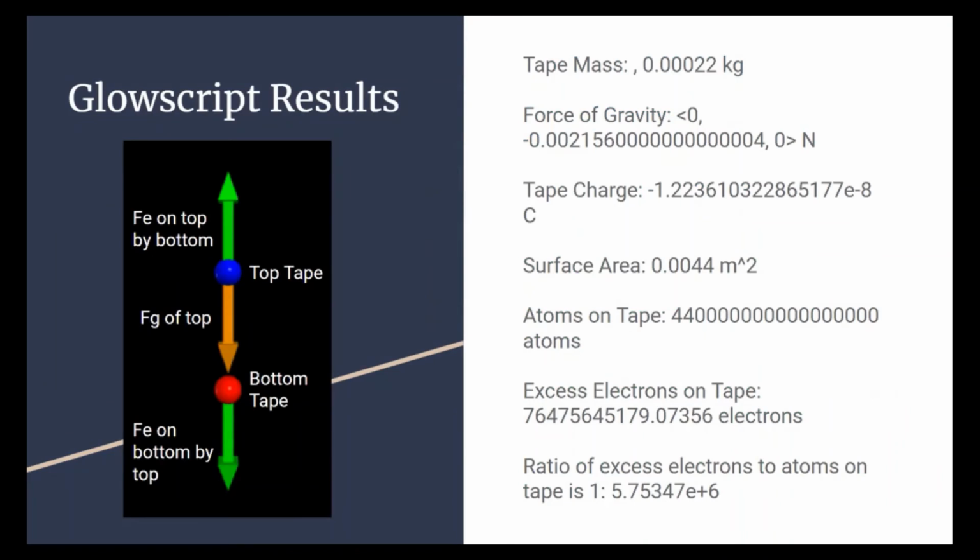From the GlowScript, we got these results. On the left, you can see the model with the blue sphere being the top tape, the red sphere being the bottom tape, the 2 green arrows being the electric force, and the orange arrow being the gravitational force. All the values on the right, you can notice, are the same as the calculated values we got from the lab.